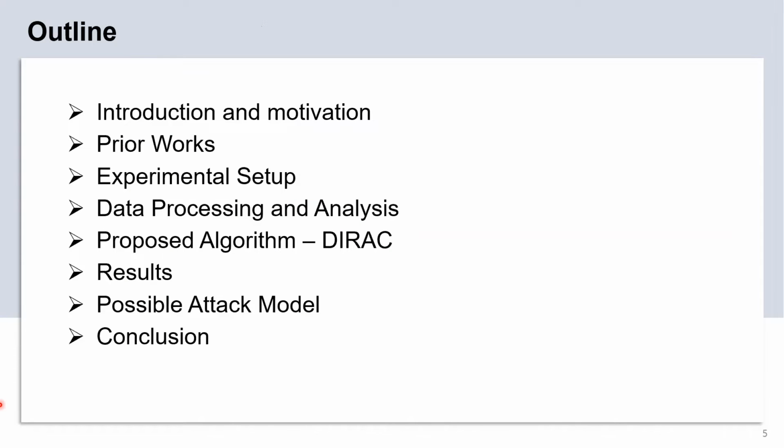First, we'll discuss the motivation of our work. Then we'll talk about some relevant priors. After that, the whole experimental setup is explained, followed by data processing and analysis of it. Then we describe the algorithm in detail, followed by the results section where the performance of the DIRAC algorithm is evaluated. Finally, we discuss one probable attack model and the robustness of DIRAC against it, and conclude our talk with a brief summary.